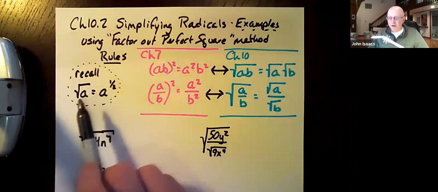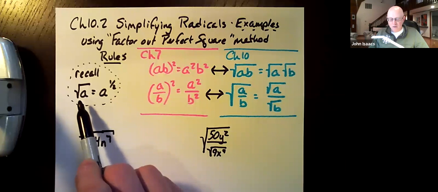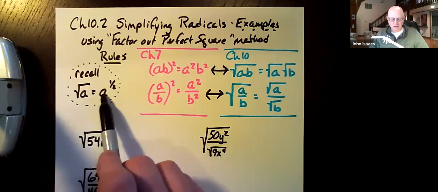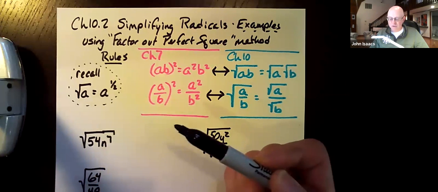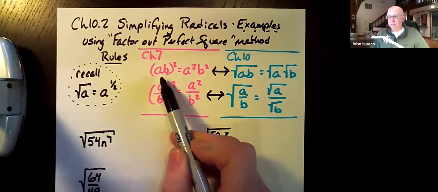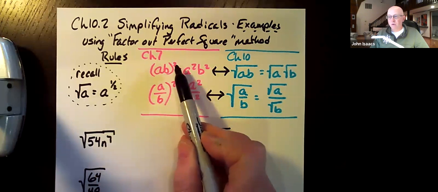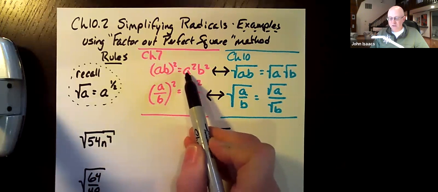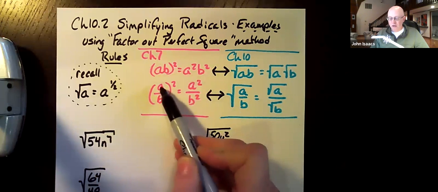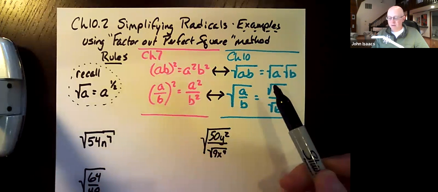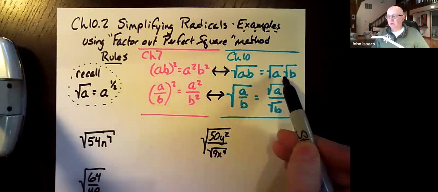And recall that a radical is just an exponent, right? The radical a is just a to the 1/2 from chapter 7. And realize that in chapter 7, we were allowed to take AB quantity squared and split that up into a squared times b squared, or a divided by b quantity squared and split that up into a squared divided by b squared. We can do the same thing in chapter 10 with radicals.